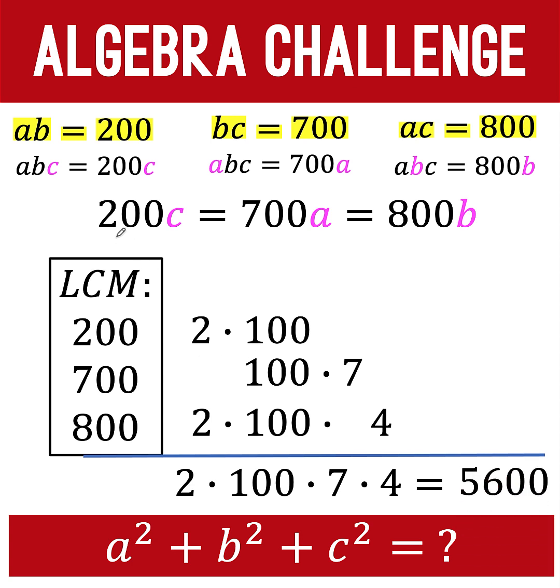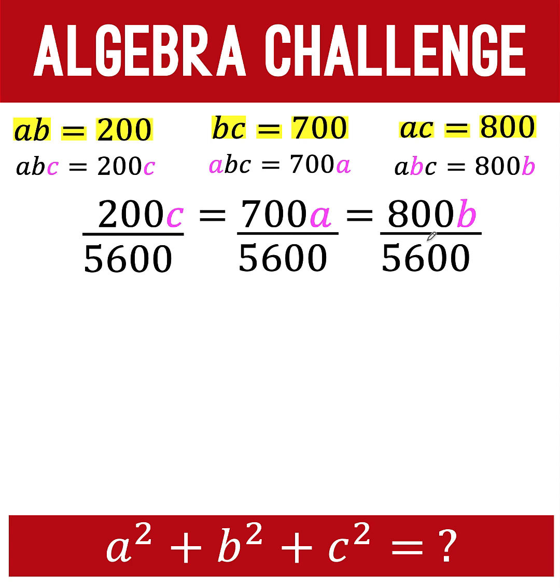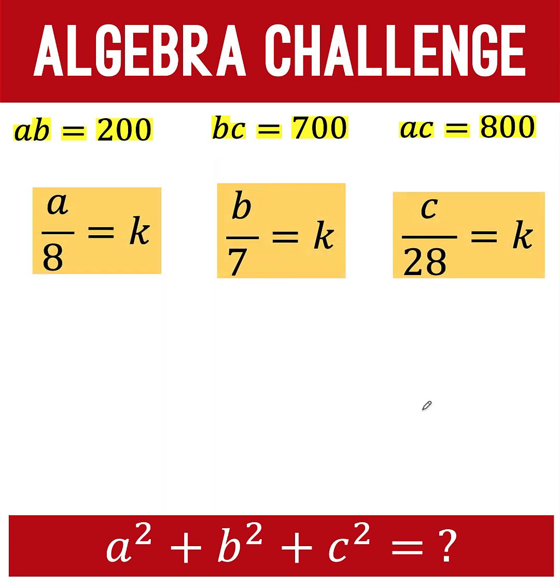Then let's divide each of these terms by 5,600 to arrive at this form. Then simplifying, this first part is equal to c over 28. We can simplify the middle as a over 8, and the right side is b over 7. Then let's rearrange this in alphabetical order. So we have here a over 8, which is equal to b over 7, which is equal to c over 28. And all of these must be equal to a certain constant k. So each of these can be equated to that constant k.